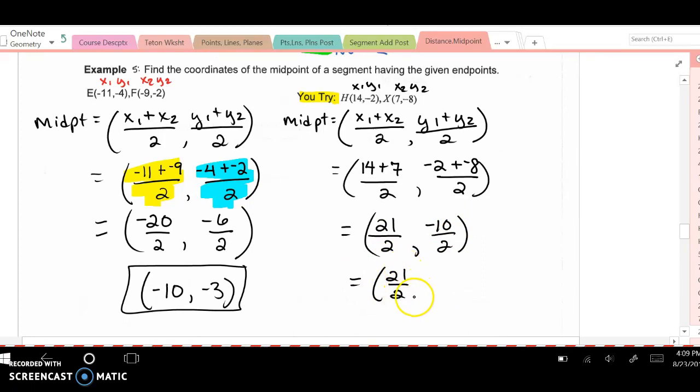21 over 2, that's fine if you want to leave that fraction like that. If you want to call it 10.5, that's fine too. 2 goes into negative 10 negative 5 times. Your final answer would look like that.